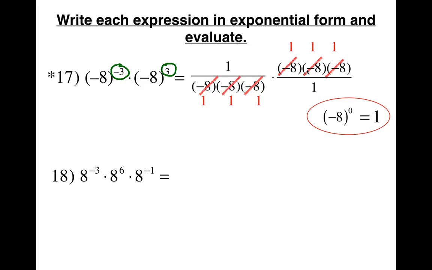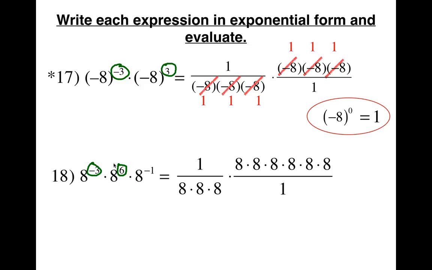Okay, so let's see how well we did. Number 18 is just pushing the envelope a little bit more because there's 3 terms instead of 2 this time. So let's see how well you did. Number 18, we have a negative exponent here, so I'm going to do repeated division. 1 over 8 times 8 times 8. Now here, 8 to the 6th power, it's a positive exponent, so I'm going to do repeated multiplication. 8 repeated 6 times. And then here we have 8 to negative 1st, so that's going to be repeated division, but just only once.